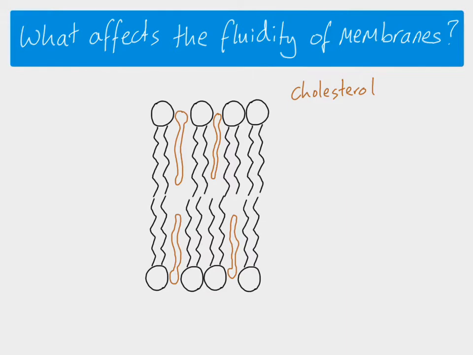And then conversely, if the temperature drops, if it gets too cold, because the cholesterol is in between these phospholipids, it stops them packing together too tightly and therefore stops the attraction between the fatty acids getting too high, and that stops the membrane getting too rigid. So cholesterol acts as a buffer. In cold temperatures, it stops the membrane becoming too rigid, and at high temperatures, it stops the membranes becoming too fluid.